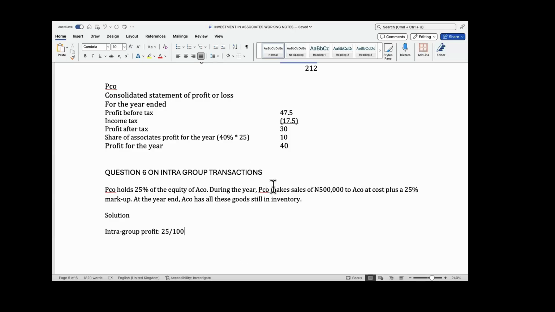So Pico makes sales of 500,000 to Eco at cost plus markup. This is already including profits. It's inclusive of profits. So that means this is the selling price. So it should be plus 25. If you want to eliminate the profit inside, you cannot do 25 over 100 again. This is not at 100. This is at 125. It's inclusive of, this is the selling price.